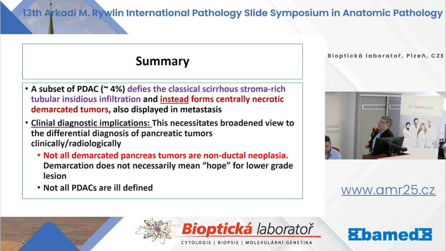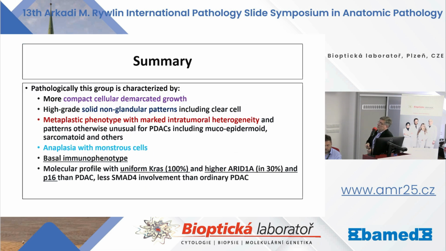sites like liver or peritoneum, and also to keep in mind, you know, we used to think if you have a demarcated tumor in the pancreas, there is more hope for the patient because it may be acinar or neuroendocrine, but unfortunately not all of them. Some of them are proving to be this entity, which is very aggressive.